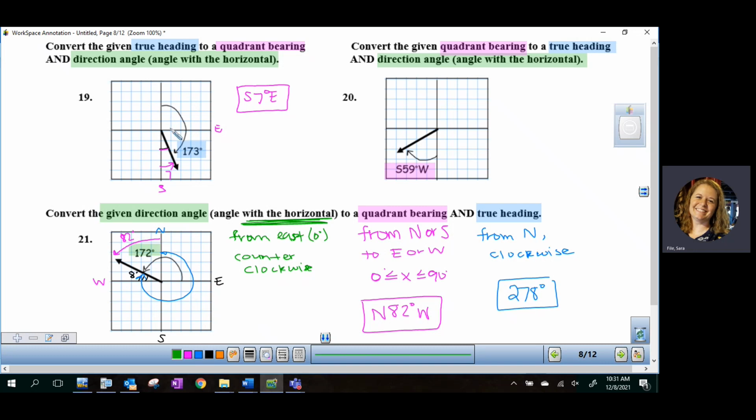Now, as a direction angle, an angle from the horizontal, we start at the positive x-axis and we go counterclockwise around to it. Now I know that little piece is 7, and I went 1, 2, 3 quadrants. I know that's 270 plus 7, so that is 277 as a direction angle.